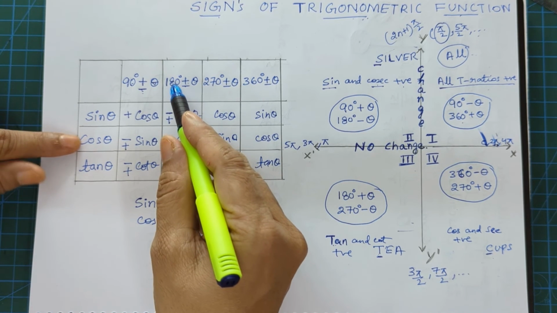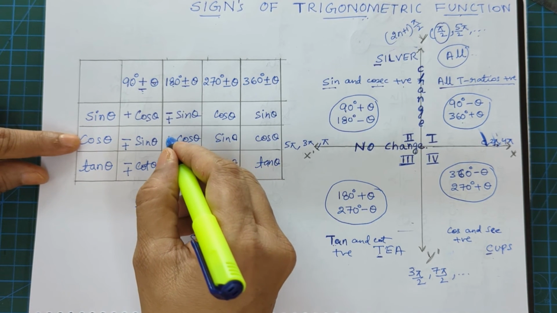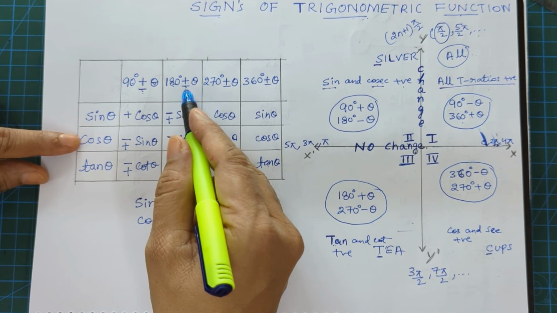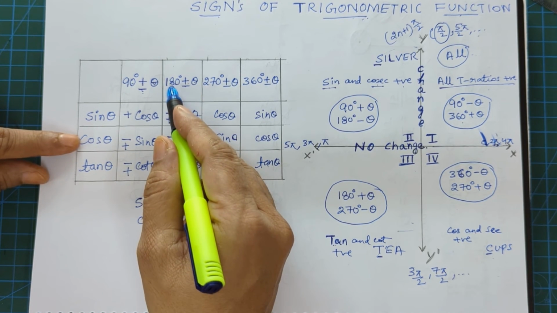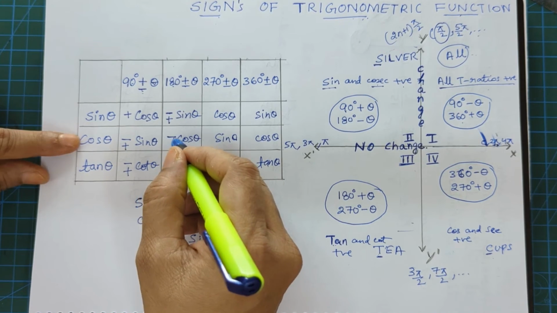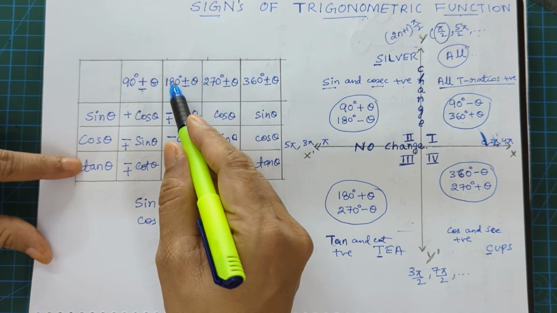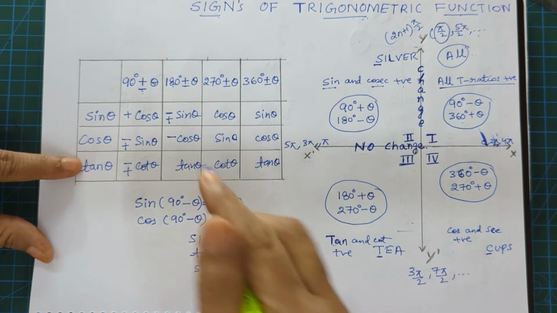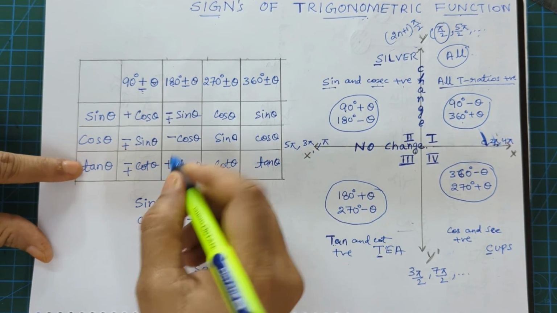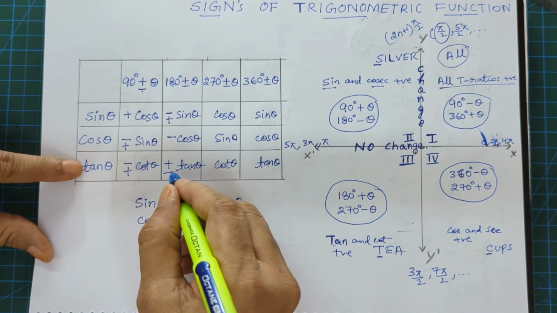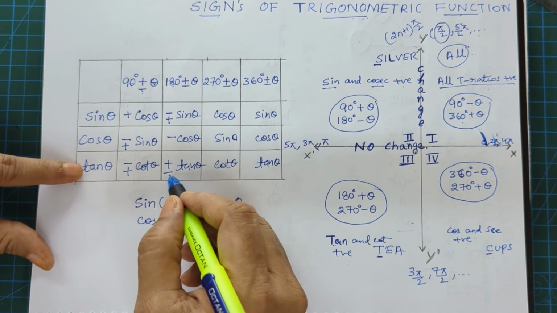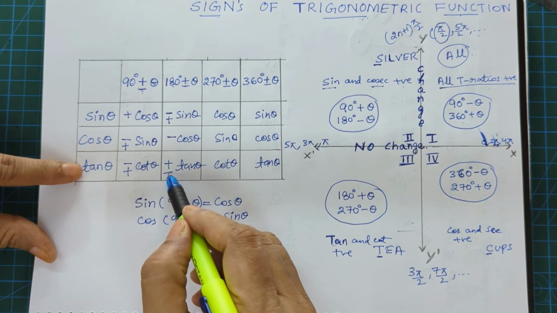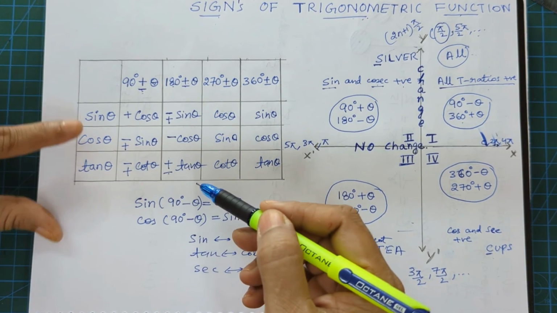So cos of 180 plus theta, cos is negative in third quadrant. 180 plus theta is third quadrant, 180 minus theta is second quadrant. Cos of 180 minus theta is also minus, so I am writing minus. Tan of 180 plus theta, in third quadrant tan and cot are positive, so this is positive. Tan of 180 minus theta should be negative because in second quadrant tan is negative. So tan 180 minus theta is minus tan theta, like that you remember.